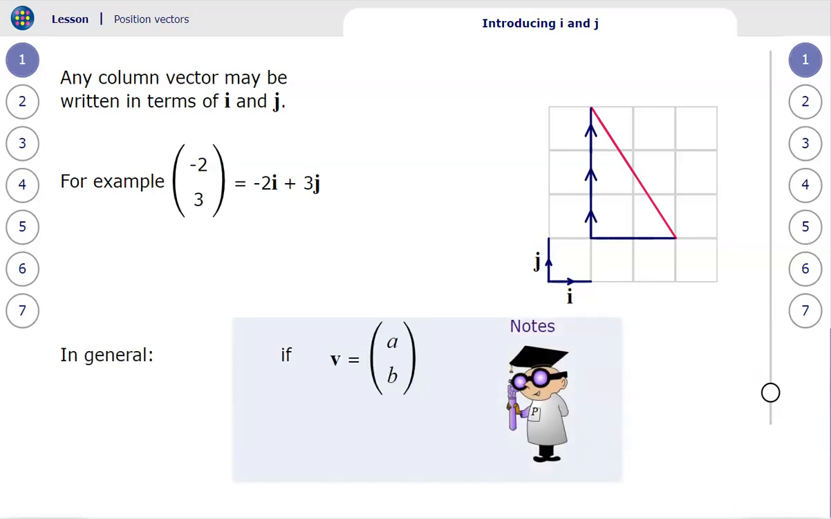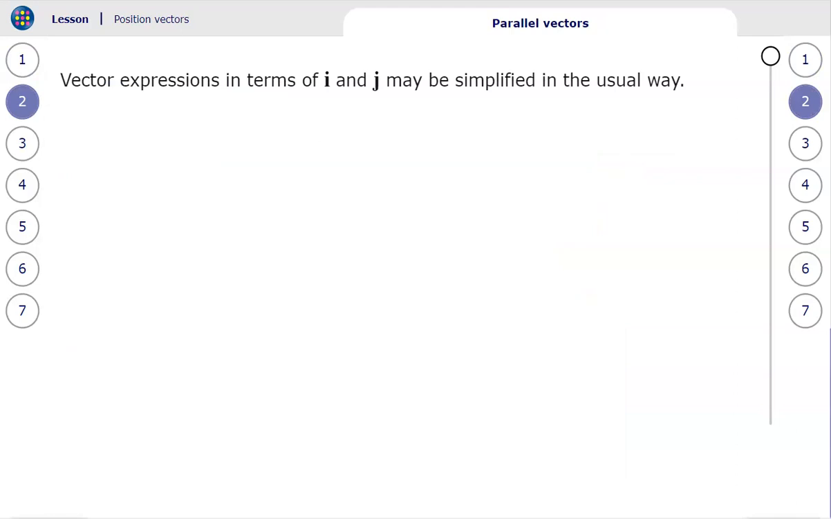So in general, if you've got a vector (a, b), I can rewrite that in the form ai + bj. And the magnitude of that vector is simply going to be the square root of a squared plus b squared, the coefficients of i and j rather. Vectors that are expressed in terms of i and j can be simplified in the usual algebraic way.